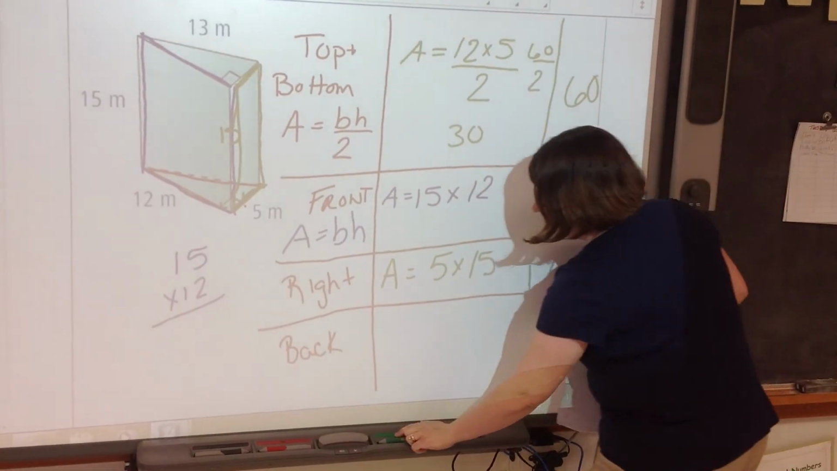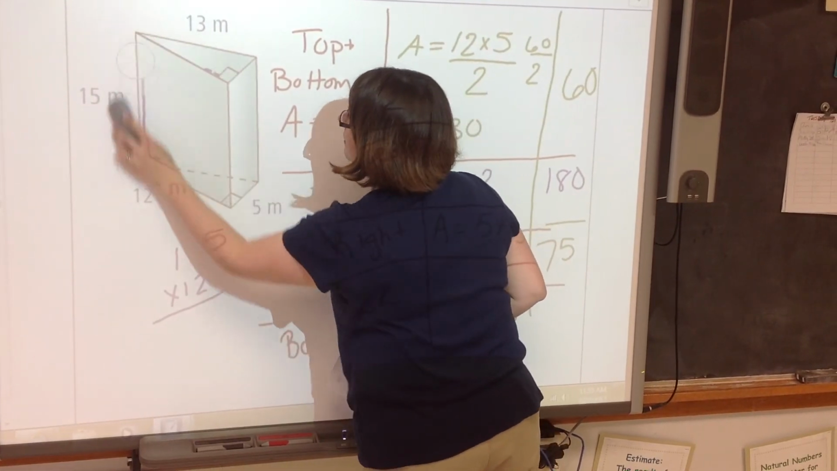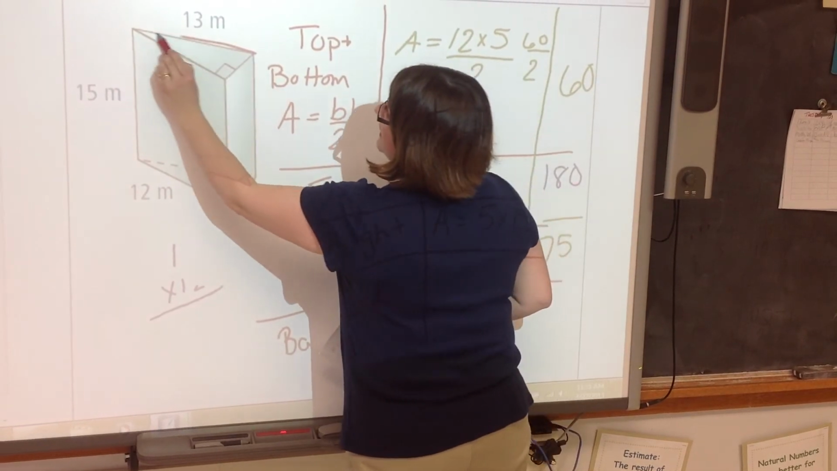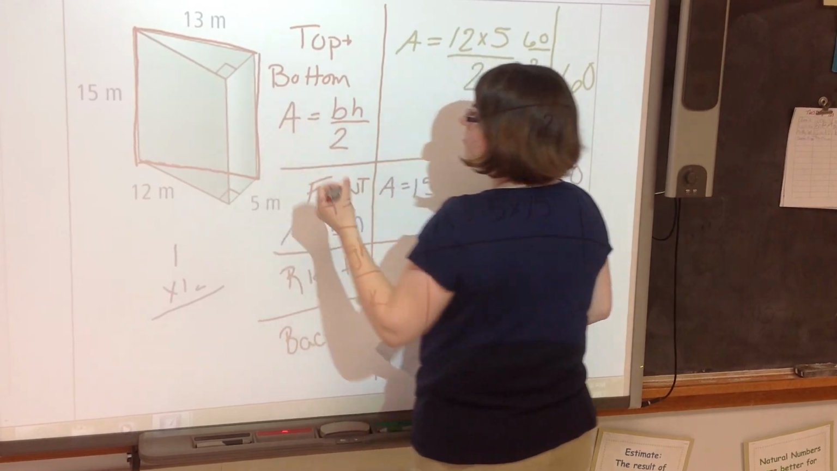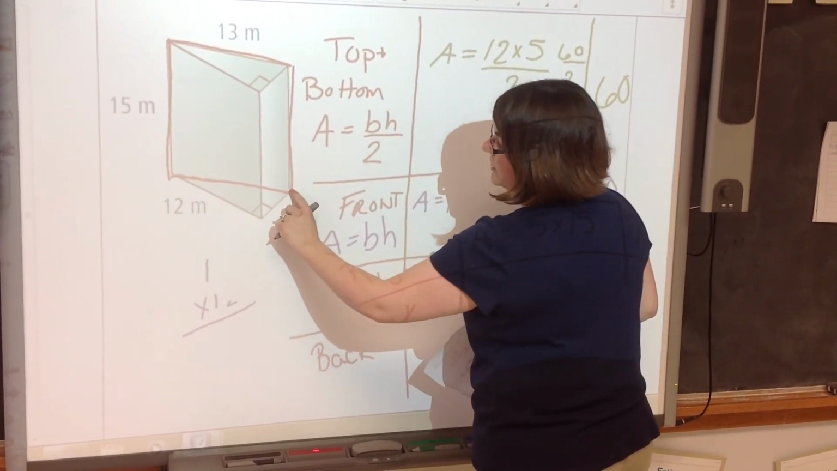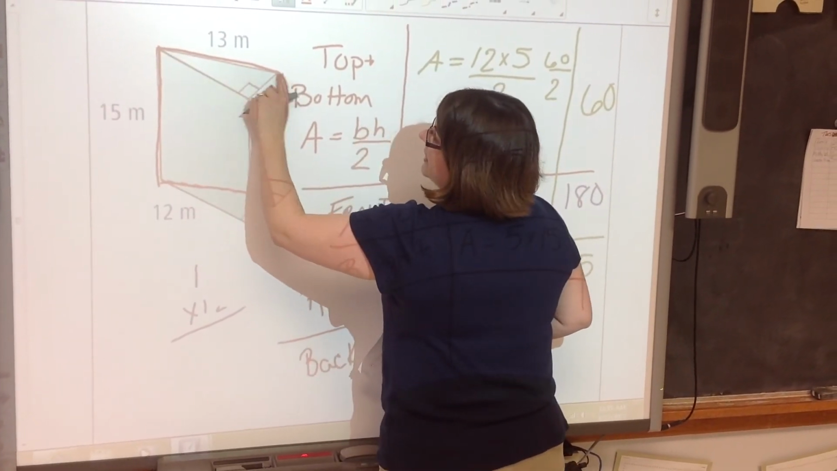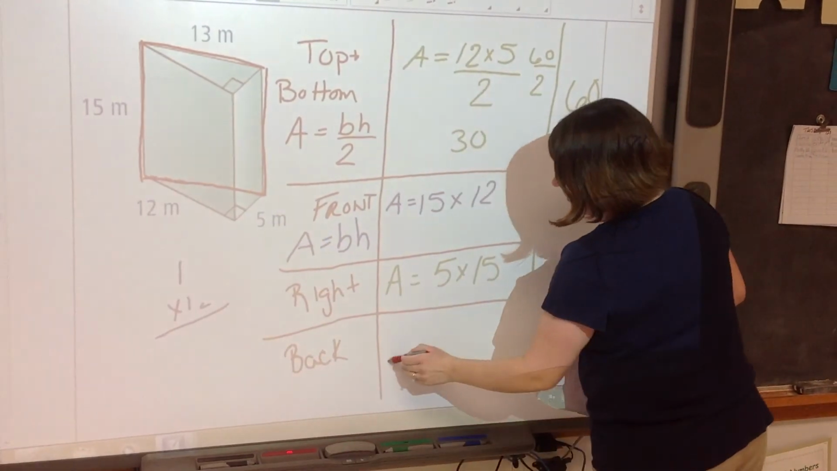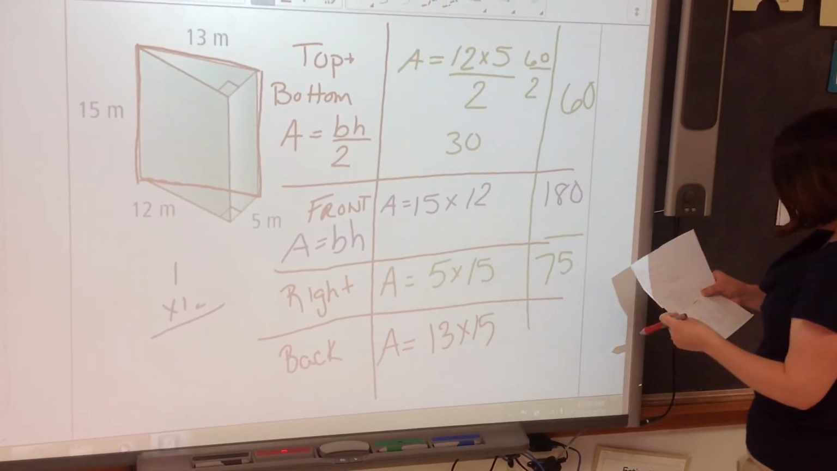Now we have the back. And I'm going to kind of erase my markings that I made so you can kind of see this a little better. If I'm looking at the very back panel, that's this panel right here. Okay, so almost like you're looking from behind. And we need this measurement here, which is the slanted side of our triangle. Okay, right there, 13. And then we need the height, which is 15. So the area would be 13 times 15. And when we do that, we get 195.